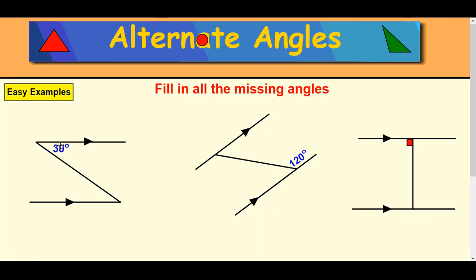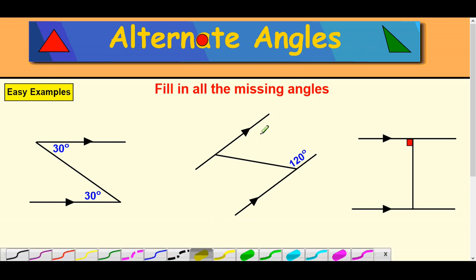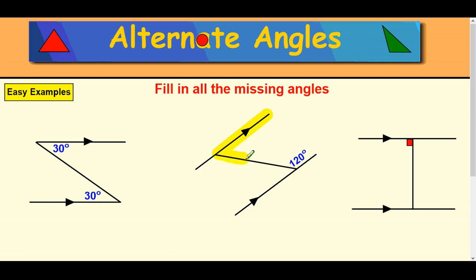So straight away I can see my Z there, so that's going to be 30 down here, because there's the parallel lines. Okay, and that's that one pretty much done. The Z shape here, if you look at that, it's going along here, and down here, and down here.